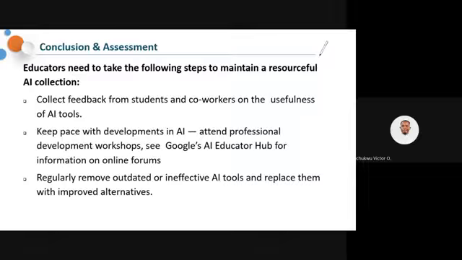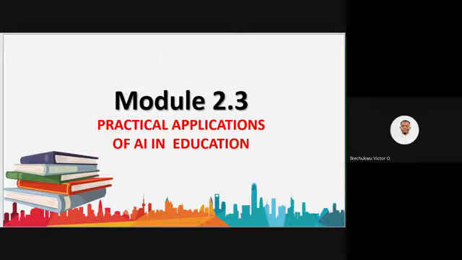Don't be limited by whatever is happening around you. As a teacher, it's for yourself. Make that individual personal development or professional development to make that advancement. Go with the flow. As AI makes progress, you also make progress with it. Then regularly remove outdated or ineffective AI tools and replace them with improved alternatives, so that you're not working with archaic methods. Yeah.